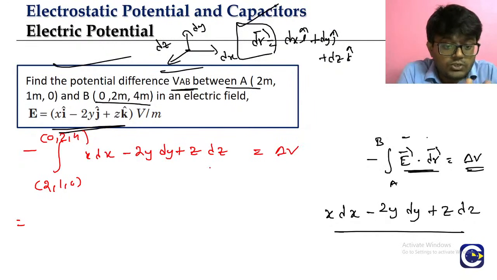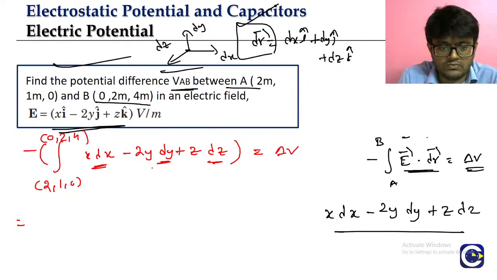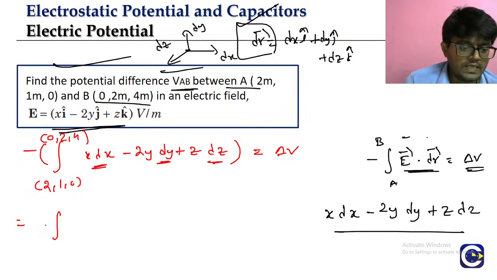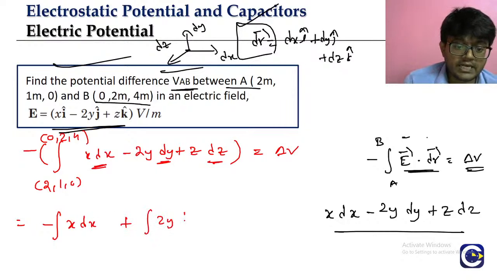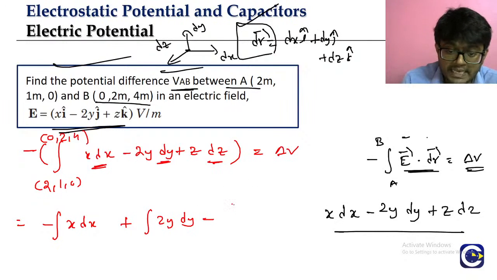Okay, so we should split this integration. Here the variable is x, here the variable is y, here the variable is z. So what should we do? We should split that integration, and when we split it we should be careful. There is a negative outside, so we should be careful; we have a minus outside. Okay, look at what we get when we split: minus integral x dx, plus integral 2y dy, because minus into minus becomes plus, and then minus integral z dz.